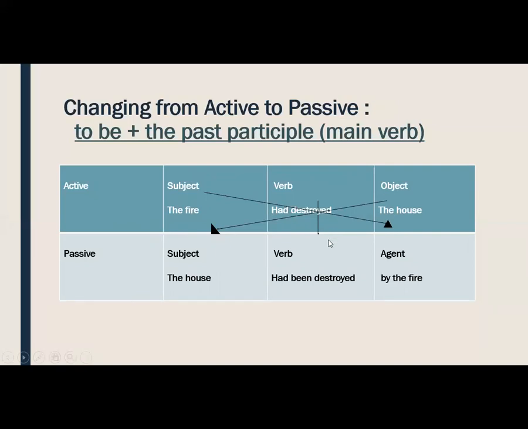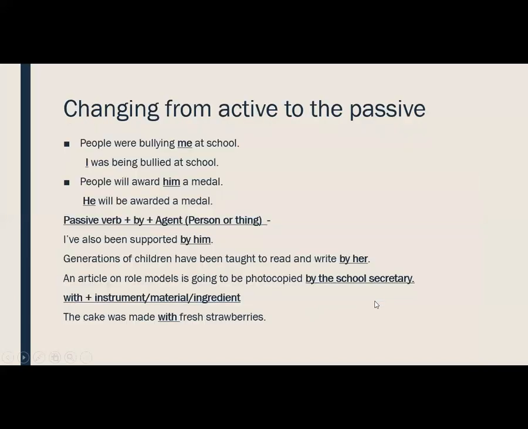But changes into a passive form from had destroyed becomes had been destroyed. Let's read some more examples and also find out about other changes from active to passive. People were bullying me at school. I was being bullied at school.